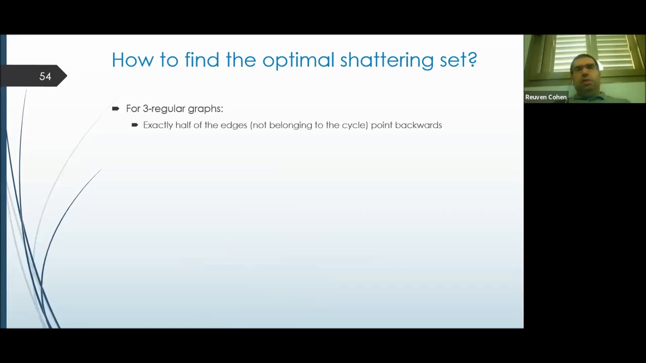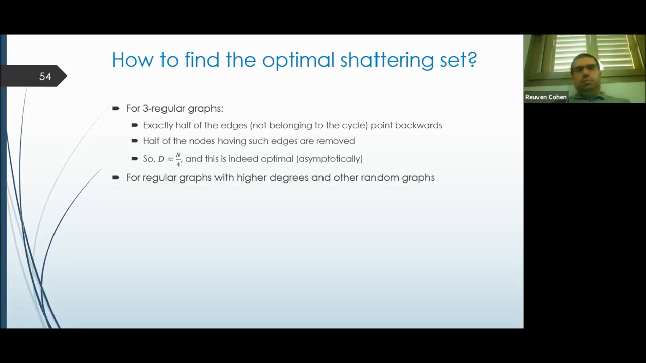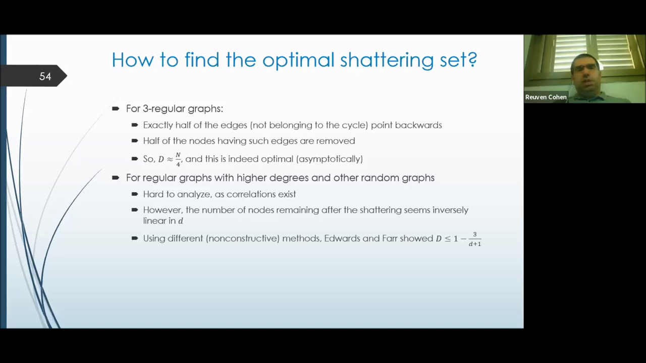Now, specifically, if we look at three-regular graphs, exactly half the edges point backwards, since we see every edge twice, once when it points forward and once when it points backwards. Then we remove half of them, since we remove every second backward pointing edge, so we remove exactly one quarter of the nodes, and then we only need to remove a zero fraction in order to break the network completely. For regular graphs with higher degrees, this is harder to analyze, but this gives some other linear approximation to the size of the optimal shattering.